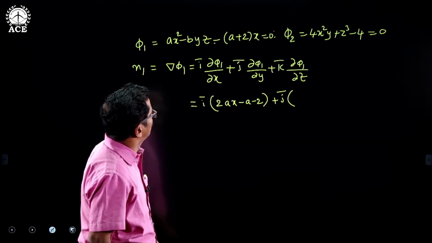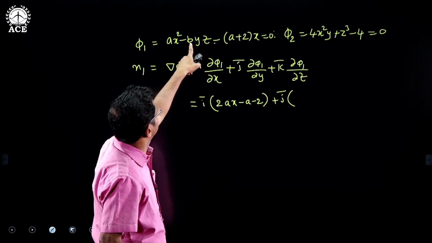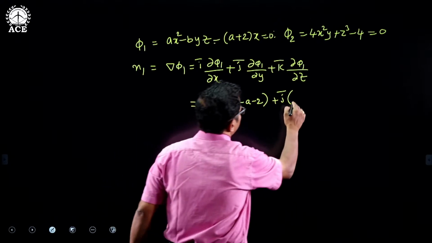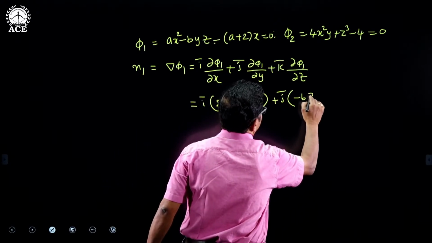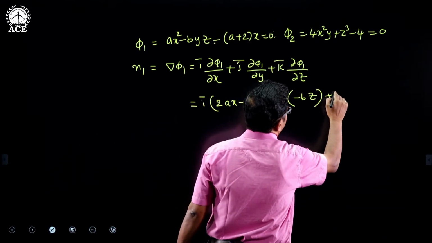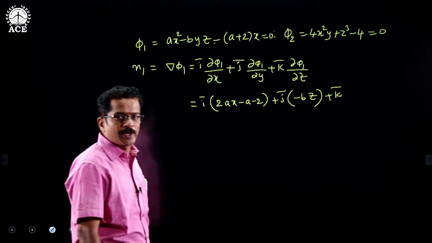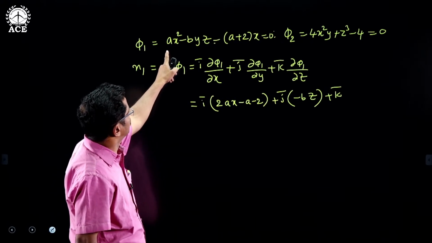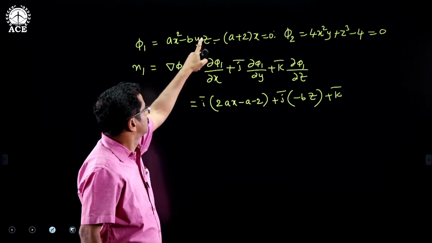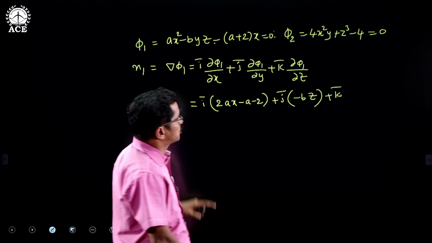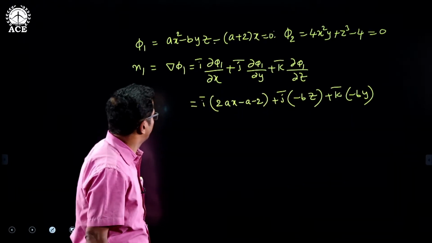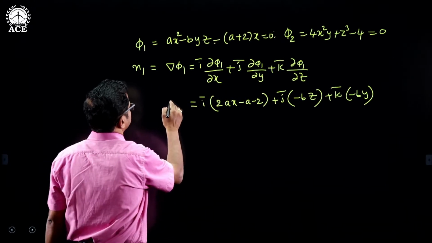Plus j bar dou phi 1 by dou y. With respect to y, if I differentiate, you will get minus bz. That is the only y term we have, whose differentiation is minus bz. And plus k bar dou phi 1 by dou z, that is with respect to z. Here the only z term is the minus byz term, so whose differentiation is going to be minus by. So this is del phi 1.